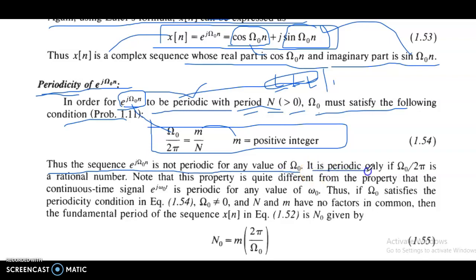It is periodic only if omega naught divided by 2 pi is a rational number. Note that this property is quite different from the property that the continuous time signal e power j omega naught t is periodic for any value of omega naught.